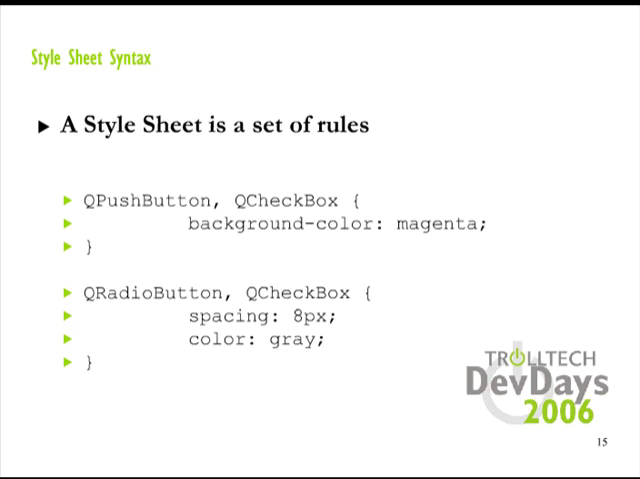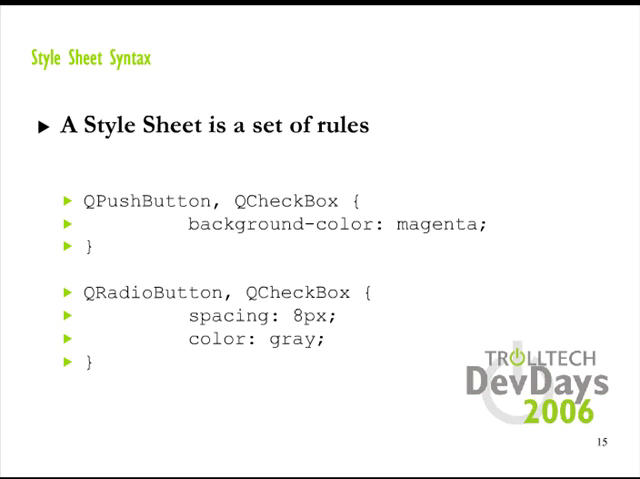A style sheet is nothing but a bunch of those rules. So here, what we have done is taken two style rules and put them together. And you can just take this and set it on a widget. What this basically says is that a push button and a checkbox should have the background color to be magenta. And a radio button and a checkbox should have the color gray.